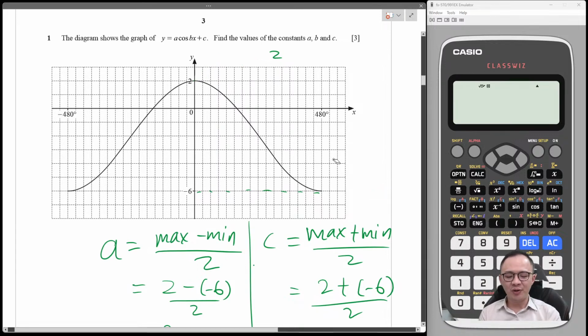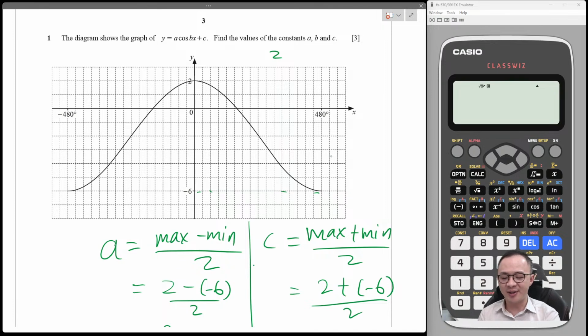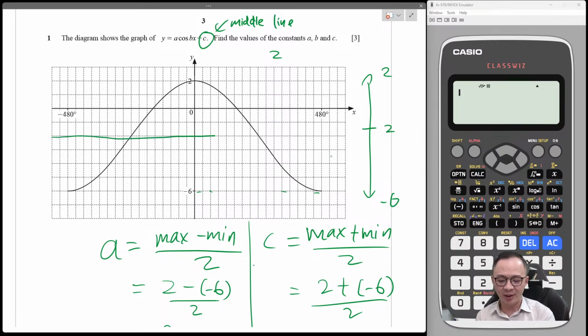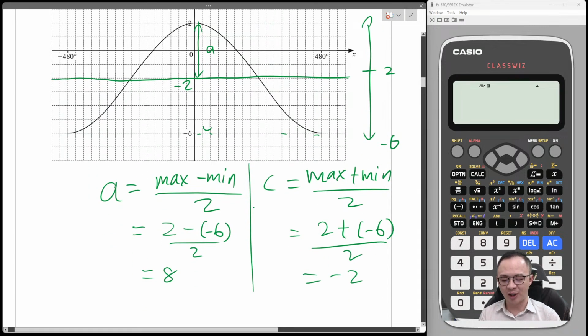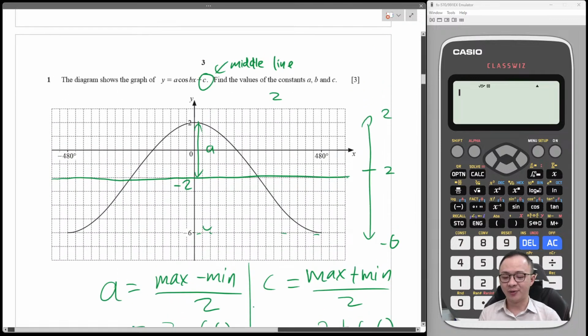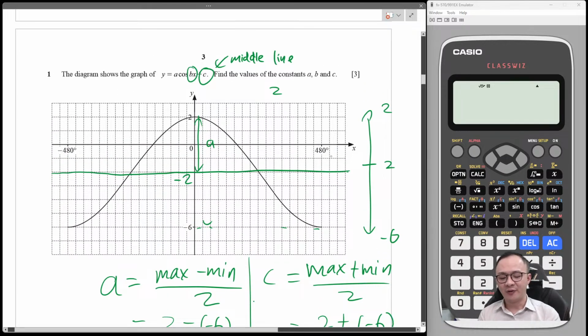If you don't want to use this one, you just need to know where your C is. C is what I always call the middle line. From -6 to 2, the middle line will be -2. Then from the middle line to the maximum will be my A, or from the middle line to the minimum will be my A also. From -2 to 2 is 4 units, so this is the reason why A is 4. So 4 and -2. Done.